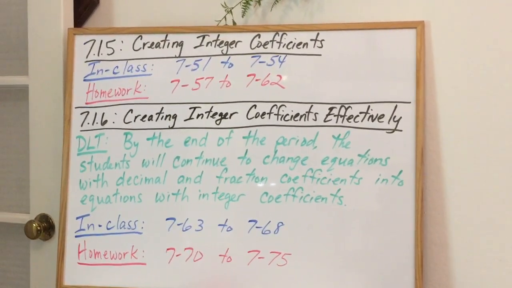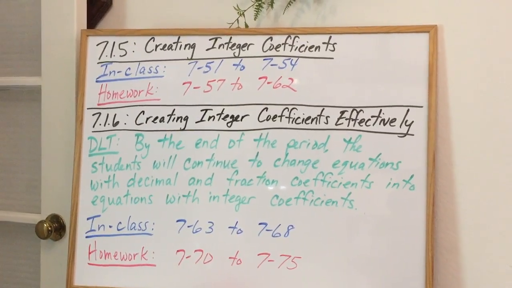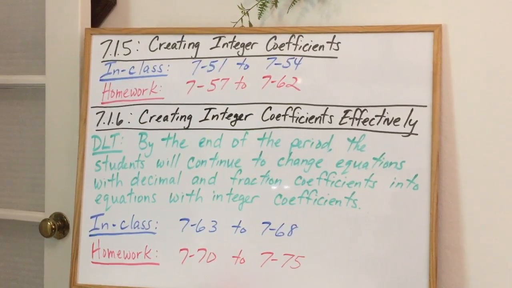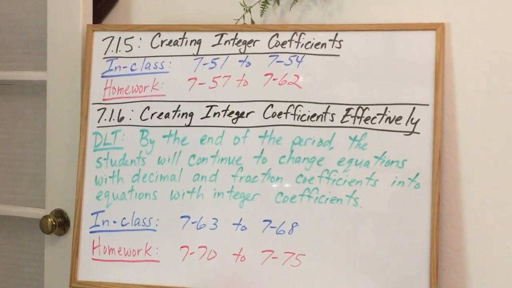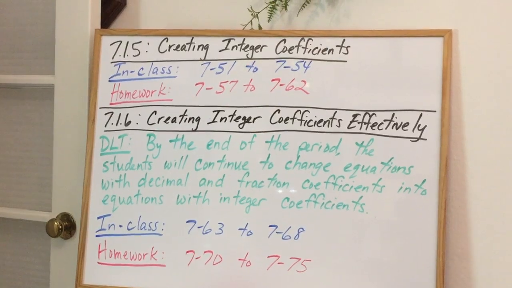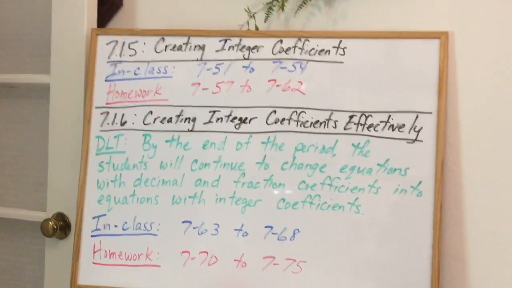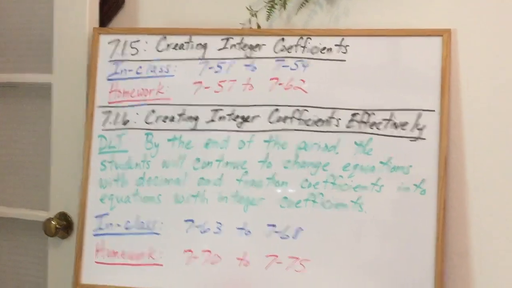Okay, as you can see, I put the wrong in class and the wrong homework on yesterday's lesson. So 7.15, creating integer coefficients. The in class is supposed to be 51 to 54. The homework was supposed to be 57 to 62. I believe it is listed correctly on Jupyter.